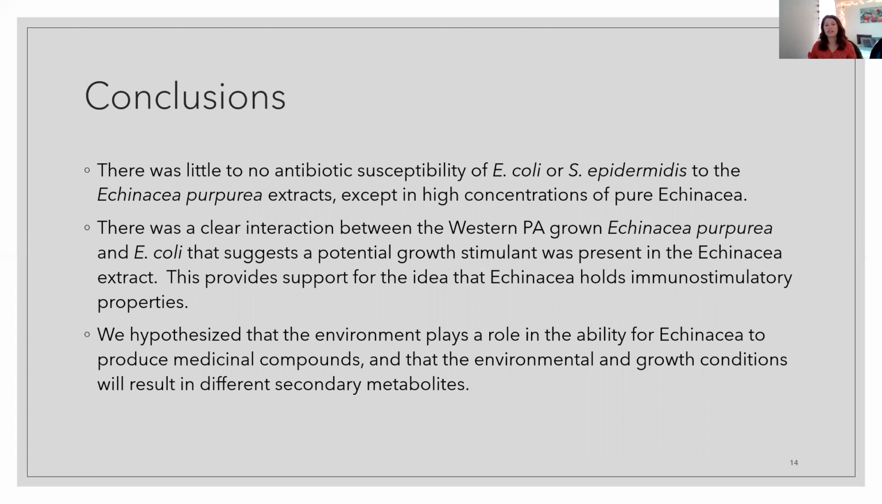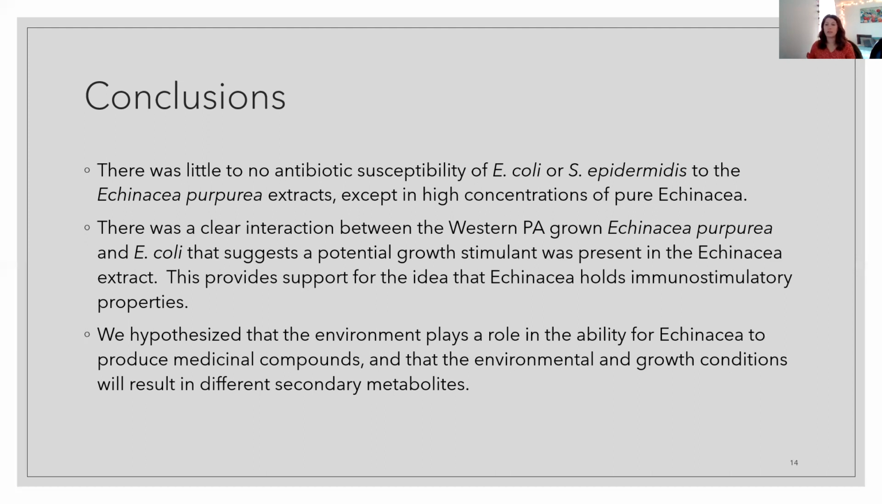We had hypothesized that the environment plays a role in the ability for Echinacea to produce medicinal compounds, and that the environment and growth conditions will result in different secondary metabolites. And that was confirmed because what we saw was the natural growth leaves, the Western PA growth leaves, were exhibiting, in the case of the E. coli, a growth stimulant right around those discs. In a clear interaction, the Staph Epi had no interaction from the natural growth leaves.